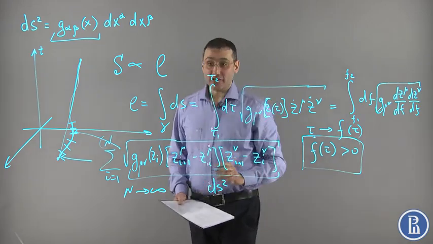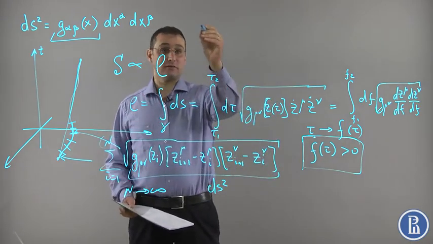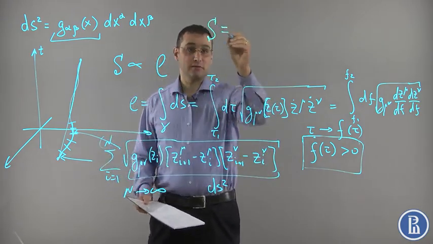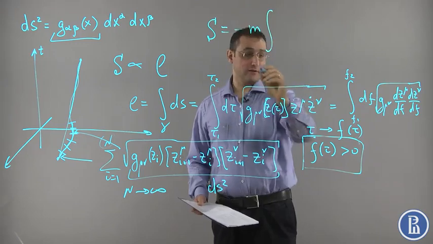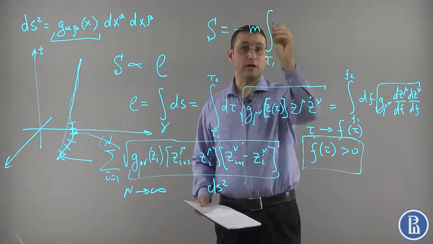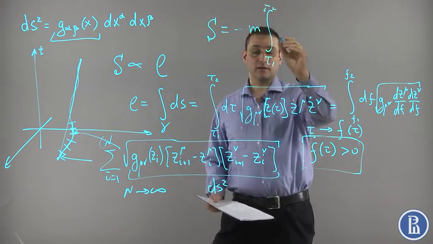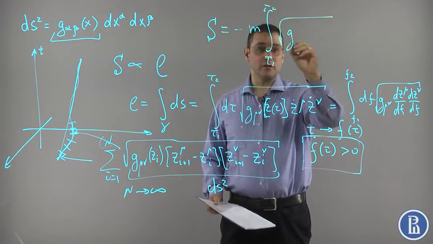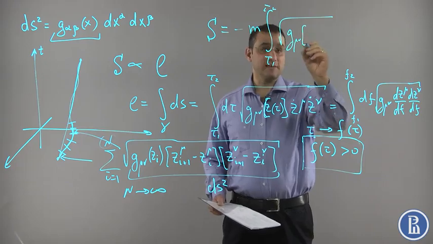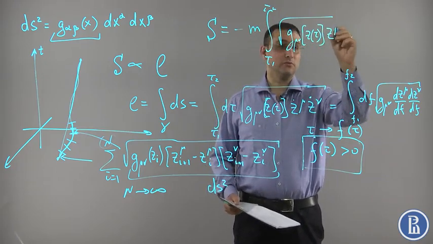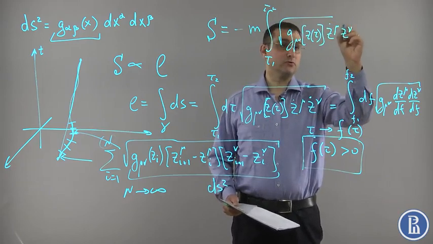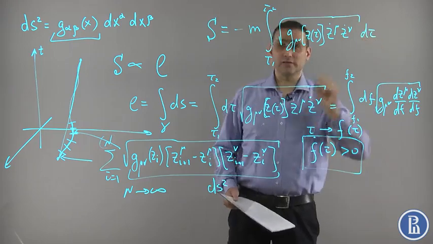So the action then is just minus m times the integral from tau_1 to tau_2 of the square root of g_mu nu of z, which is a function of tau in its own right, z^mu dot, z^nu dot, d tau. So this is the action.